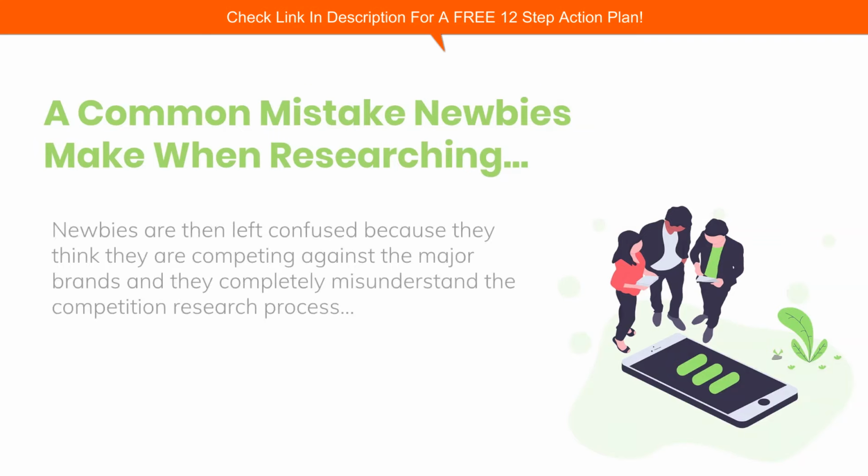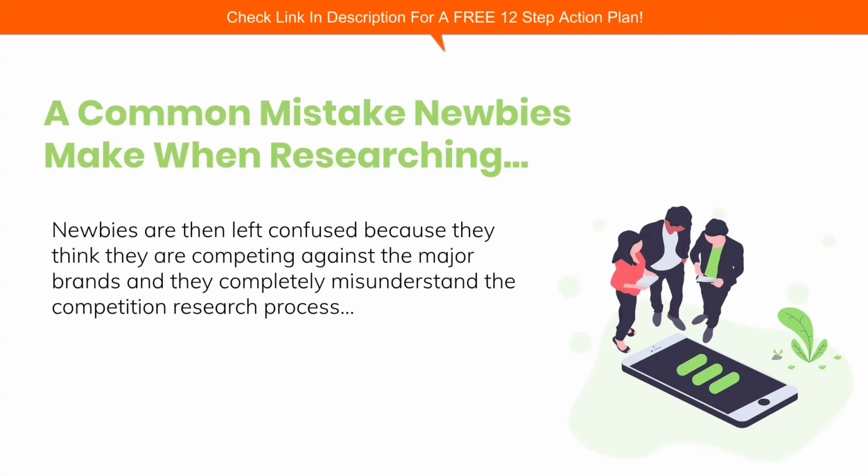That is why newbies are left confused, because they think they're competing against these huge brands, and they completely misunderstand the process of competition research, which means they're left wandering around, scratching their heads, going, oh my God, this is impossible. How am I supposed to rank for this keyword, and blah, blah, blah. Okay, so I'm hoping you see that the more generic the search term, the more generic the results. And when a search result is generic, they always return the big brands, because they're the only ones that have a volume of content that can satisfy that query.